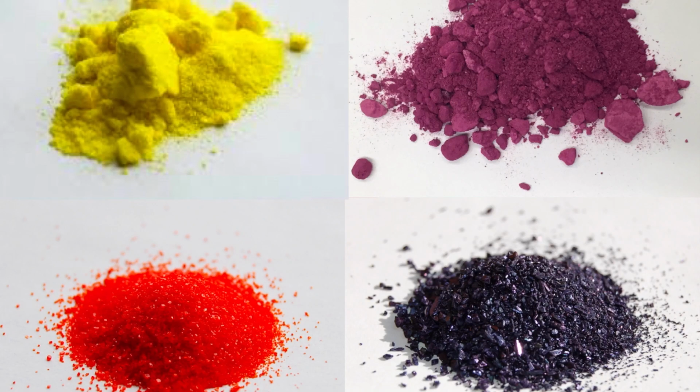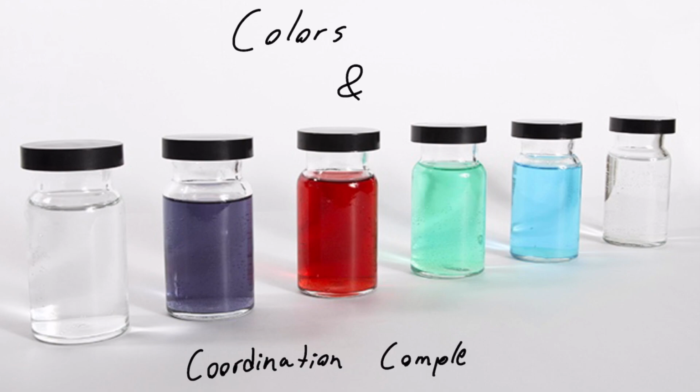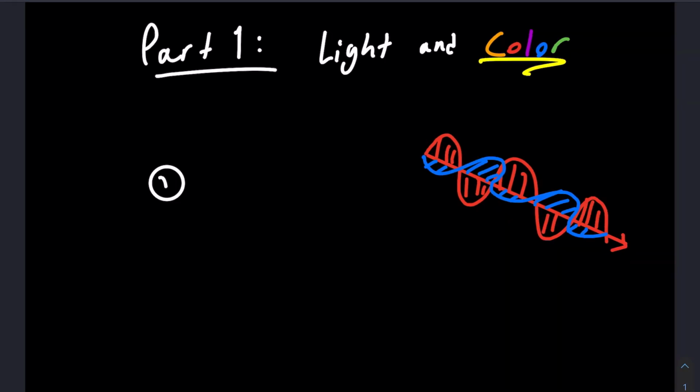The goal of this video is to understand the science behind the beautiful colors of coordination complexes. First, we must consider the nature of light and color. The behavior of light is complicated, and sometimes it helps to think of it as an electromagnetic wave, and other times as a particle called a photon.